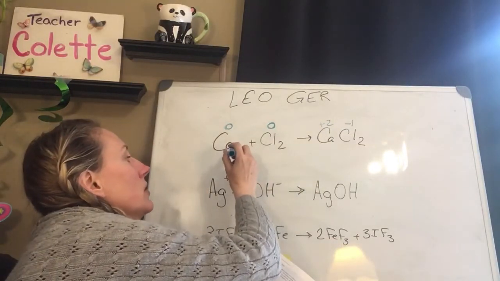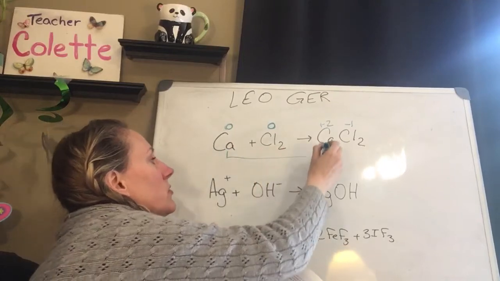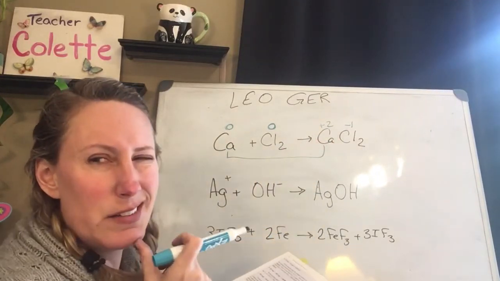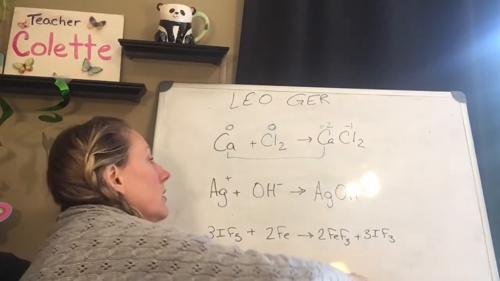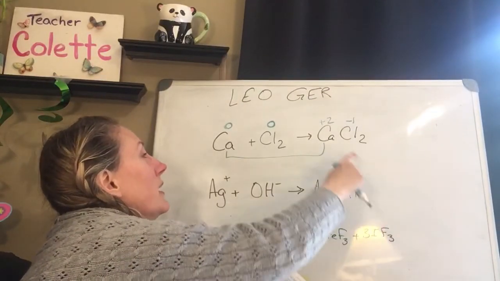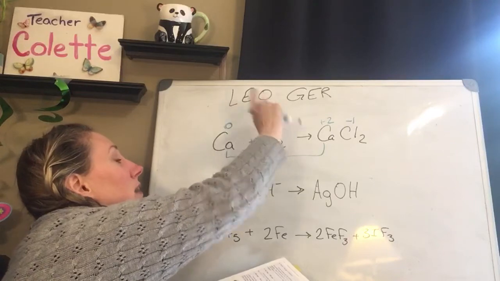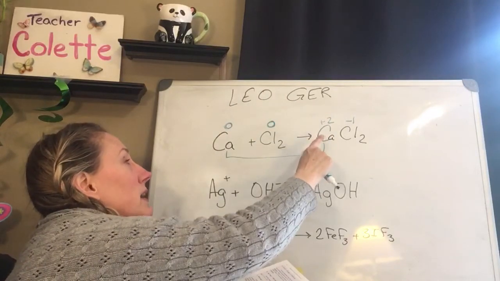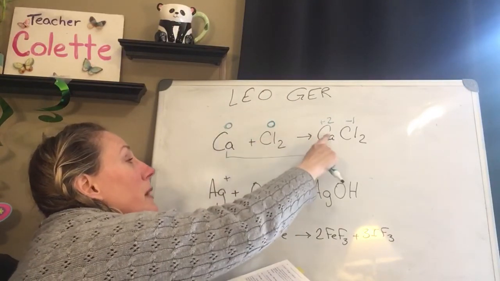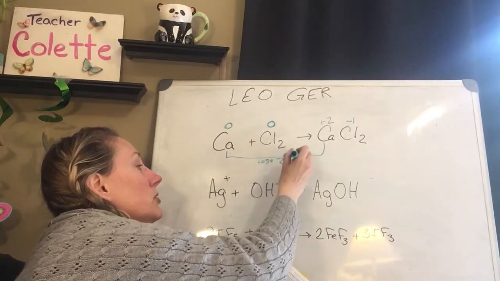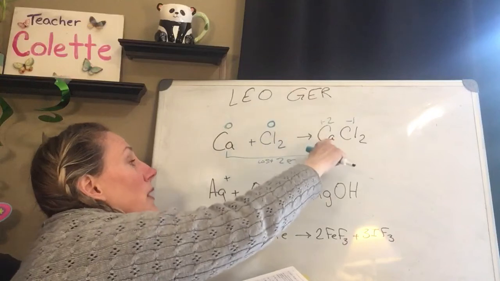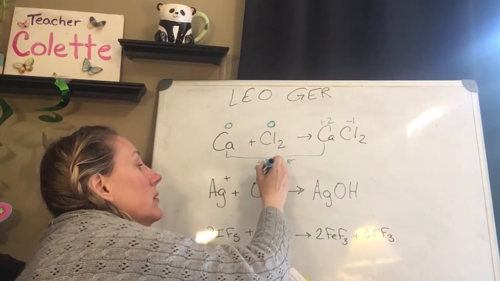So calcium went from 0 to +2. Is that oxidized or reduced? Remember, LEO says GER. So if something is losing electrons, it's being oxidized. So going from 0 to +2 means I lost 2 electrons. So this one is oxidized.